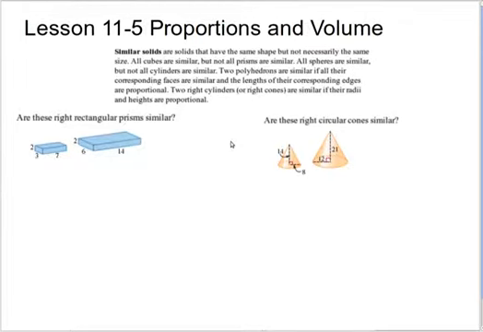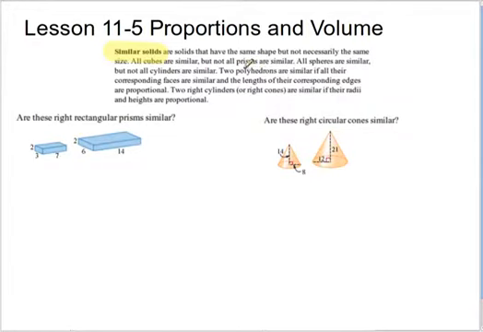This is the second part of Lesson 11-5, and we're going to talk about ratios and proportions and volume. And of course, with volume, we're talking about three-dimensional solids. So we kind of have to talk about this idea first here. What does it mean if two solids are similar? And it's got some good information here that I would hope that you read through really closely.